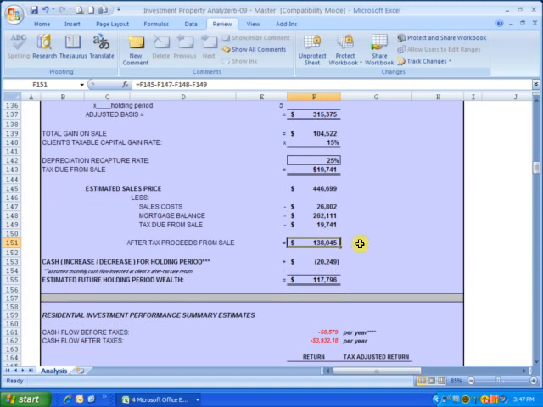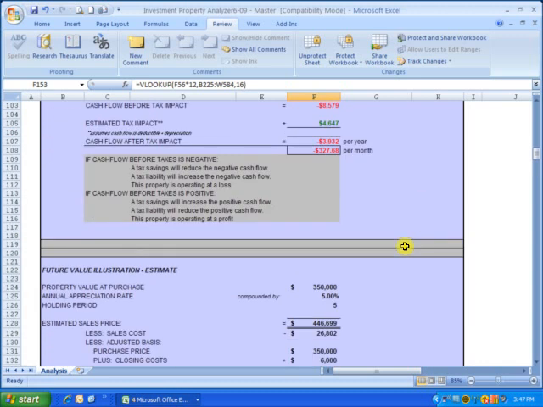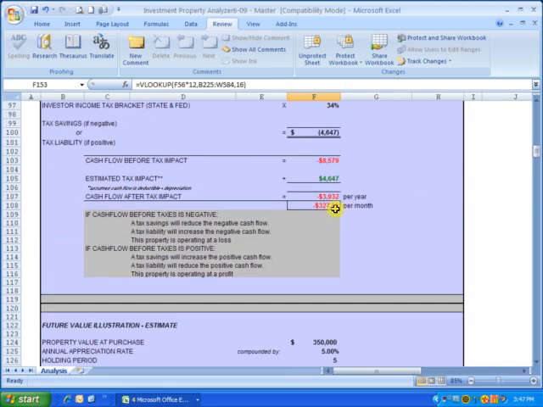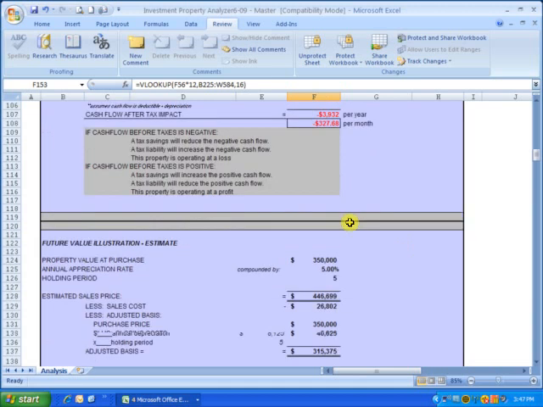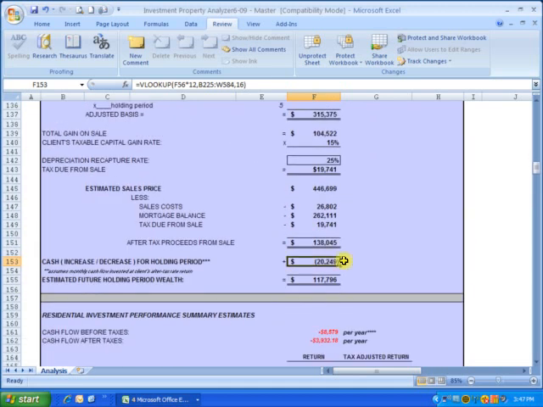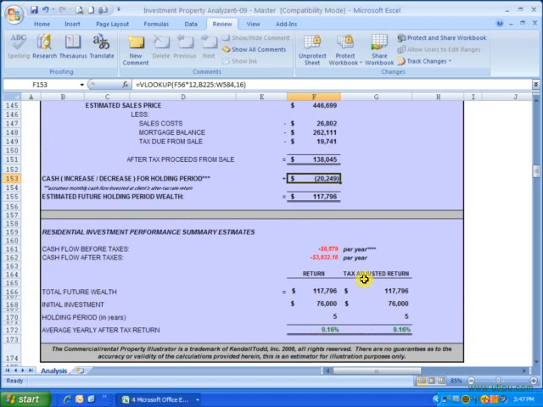We would be looking at an after-tax proceeds from selling this house of $138,000. During the 5 years of holding it, we had a cash decrease of $20,000, and that is because we had a negative cash flow even after the tax benefits. So down here we get to see if that was worth it. We end up with an increase in wealth of $117,800, even though we fed the property $327 per month during that time. So that is a big number.